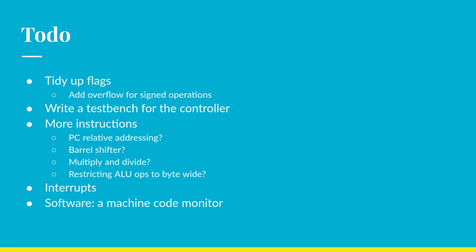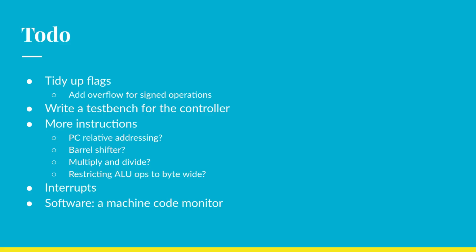So there's a few things I'd like to do. Some of these in the short term, some of these a bit further away maybe, depending on how much time I get to work on this project. I want to tidy up the use of flags. I need to add an overflow flag. That should be very easy to do. I need a test bench for the controller. I've currently got test benches for the register file, the ALU. I think that's it actually. So I need to write a few more test benches because they're very useful to have, and they make you can then make changes to things with more confidence.